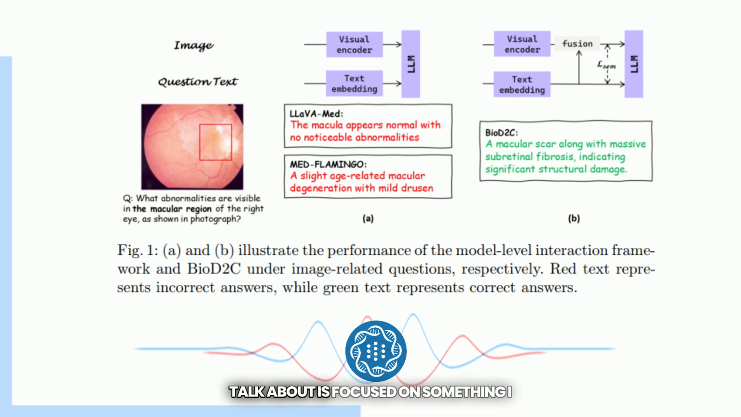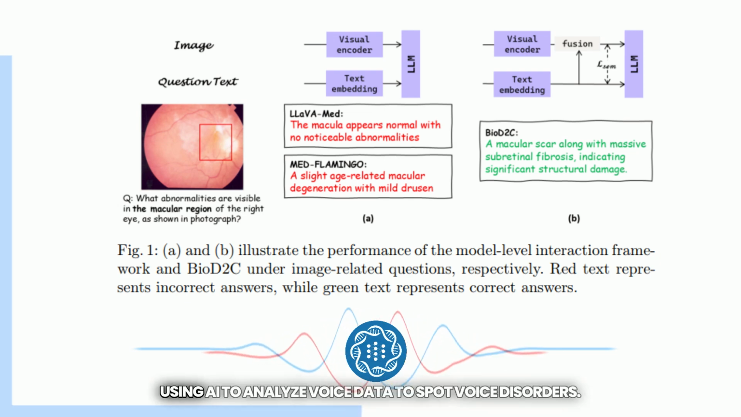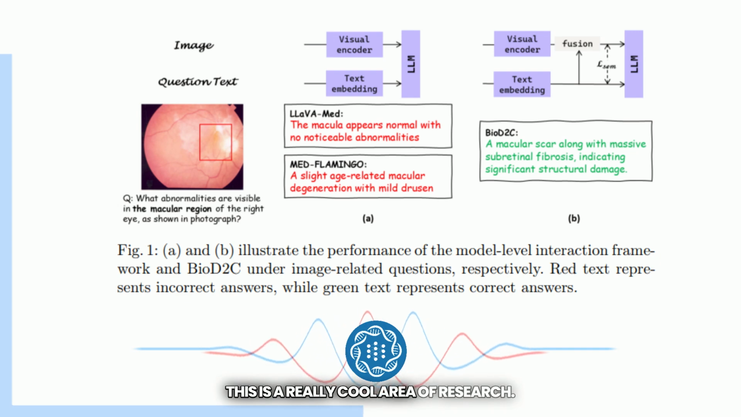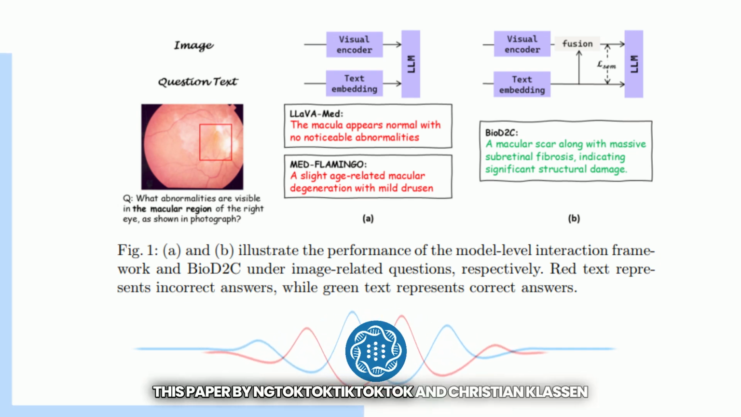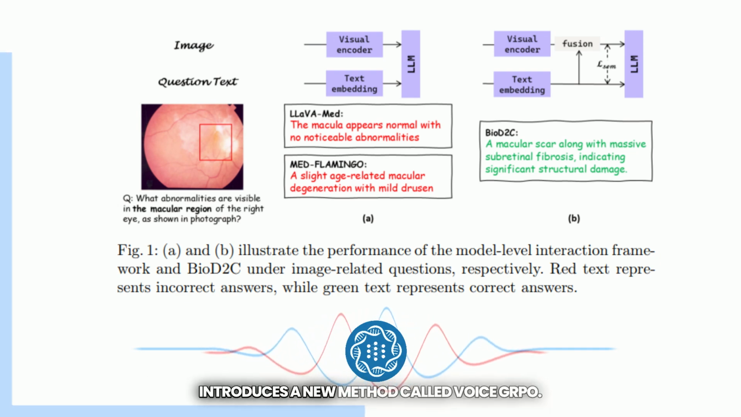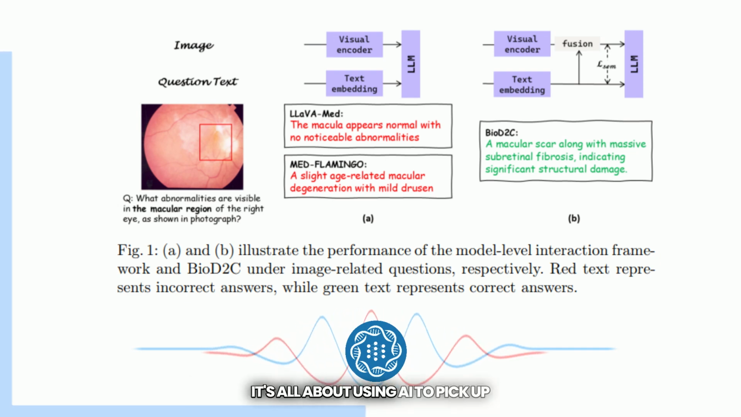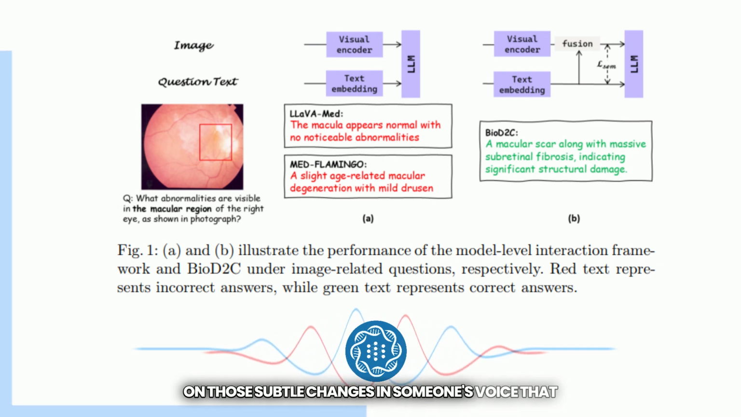Okay, the next paper we're going to talk about is focused on something I hadn't considered before, but it's super interesting. Using AI to analyze voice data to spot voice disorders. This is a really cool area of research. This paper by Tok and Christian Klazen introduces a new method called VoiceGRPO. It's all about using AI to pick up on those subtle changes in someone's voice that might be a sign of a voice problem.